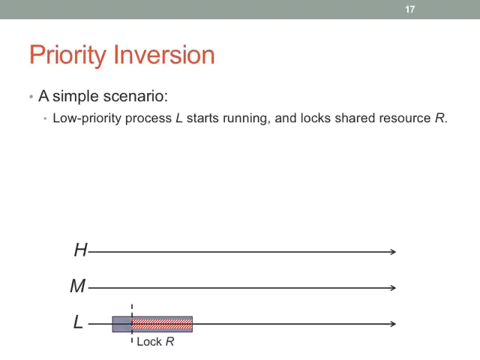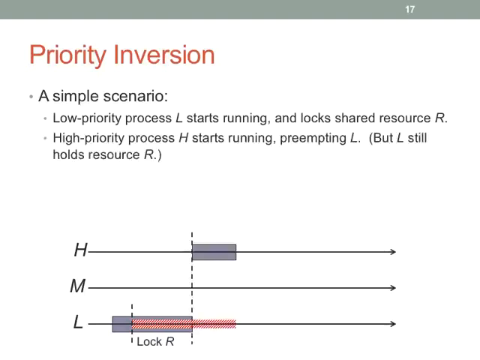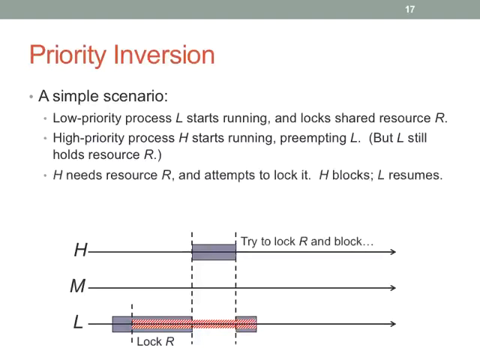So we have a low priority process L running and it locks a shared resource. Then the high priority process H starts running. It would like to acquire resource R, but it's not able to. So it blocks, and since it's blocked, it's not able to do anything. So we resume L, which would be fine. If this were the whole world, we would just keep running, and eventually L would finish and H would preempt, and off we go.